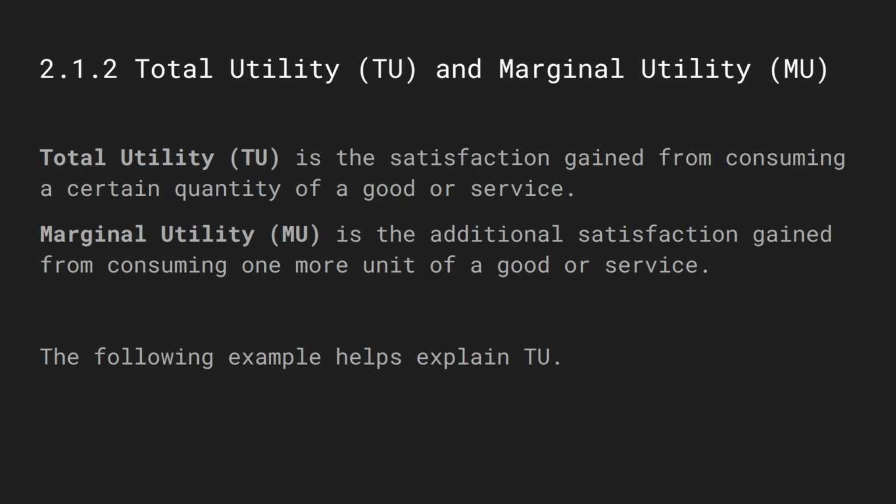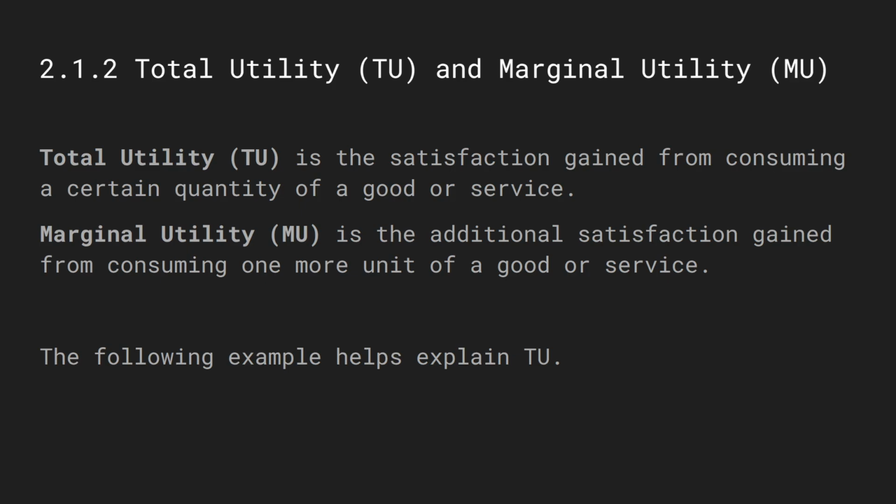Okay, let's see what is total utility and what is marginal utility. Total utility is the satisfaction gained from consuming a certain quantity of goods or service. This is measured in utils. And the marginal utility is just a derivative of total utility. Marginal utility is the additional satisfaction gained from consuming one more unit of goods and services.